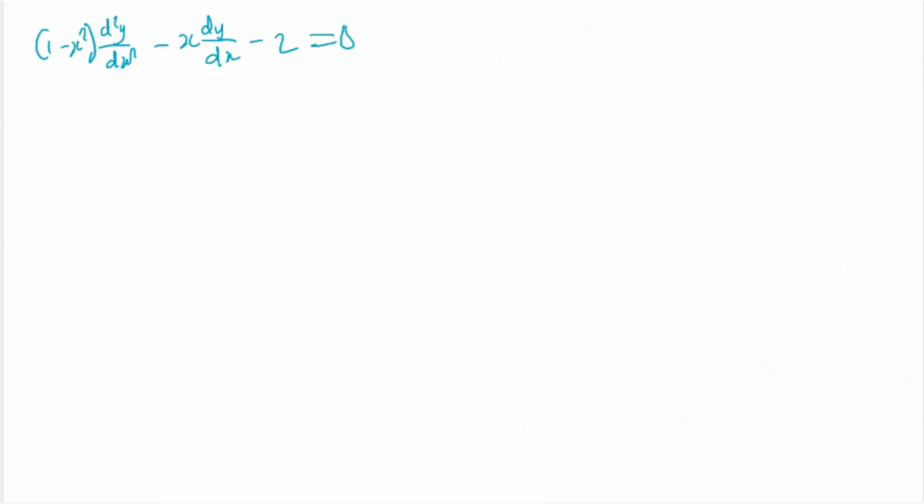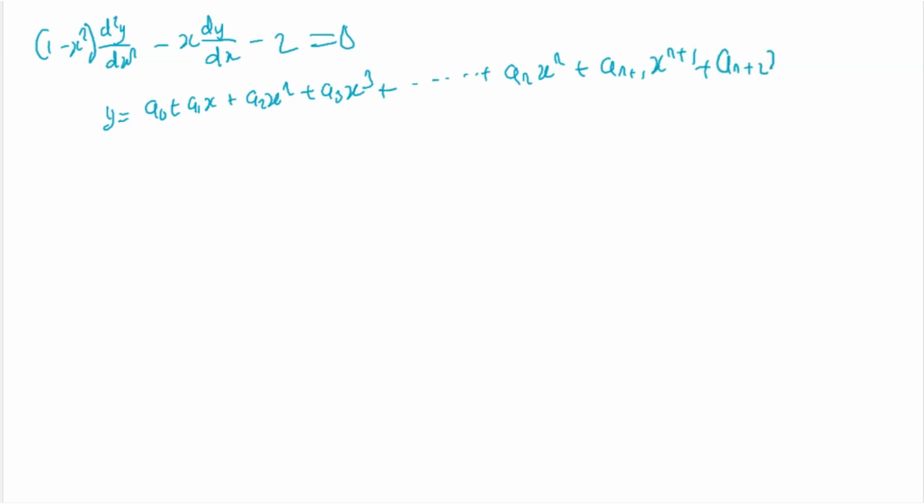Now, since the differential equation has been formed, the next thing you do is set y to be a sub 0 plus a sub 1 x plus a sub 2 x squared plus a sub 3 x cubed, then plus up until a sub n x to the n plus a sub n plus 1 x to the n plus 1 plus a sub n plus 2 x to the n plus 2, up until infinity.